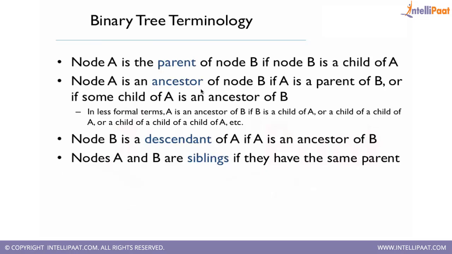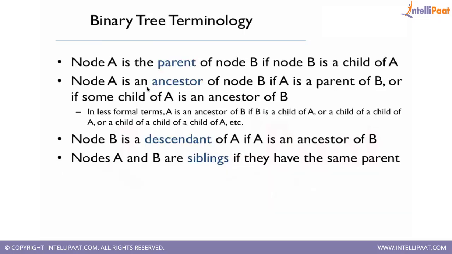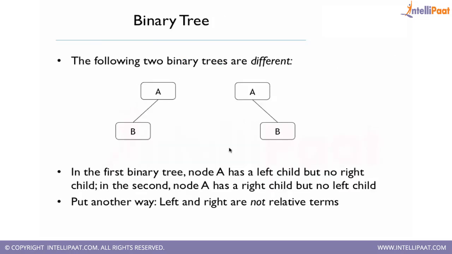Node A is an ancestor of B if A is a parent of B. Another thing is also called, node A is the ancestor of B. So whichever comes first when traveling from the root will be the ancestor of the node which comes after it. So A comes first and B comes after A, hence A is the ancestor of B. Node B is a descendant of A. Similarly, B comes after A, so B is the descendant of A.